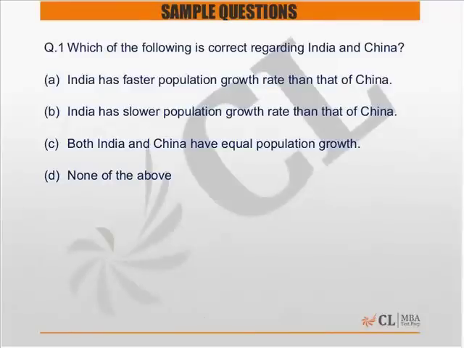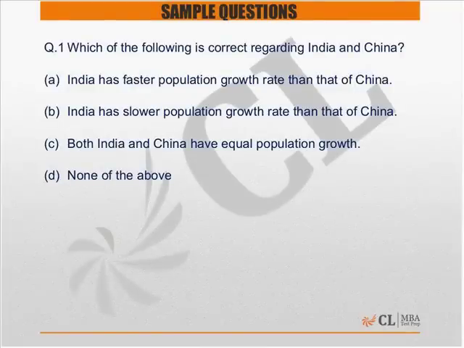Like Saurabh says A. Which of the following is correct regarding India and China? Your options are: A, India has a faster population growth rate than that of China; India has a slower population growth rate than that of China; both have an equal population growth rate; and B, none of the above. I get the answer in reply, all say A, and yes friends, it's option A.